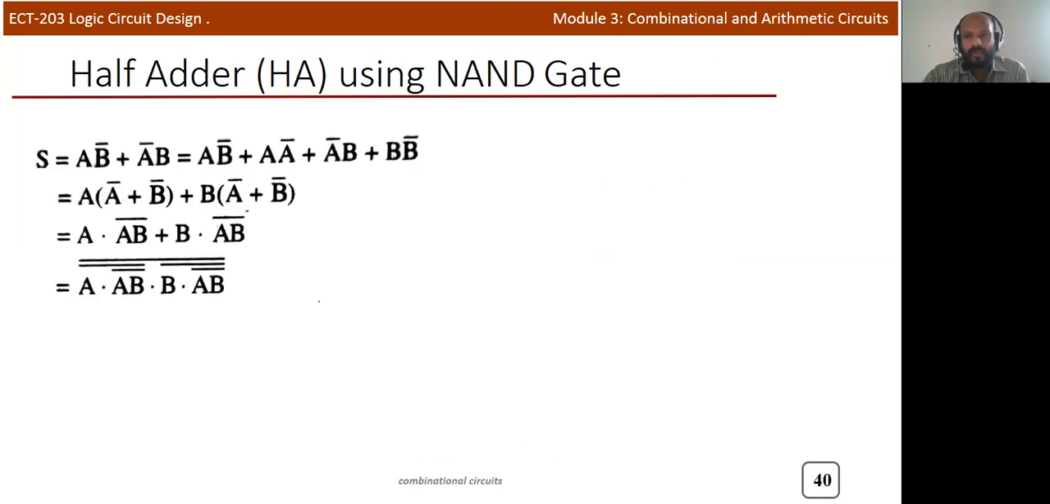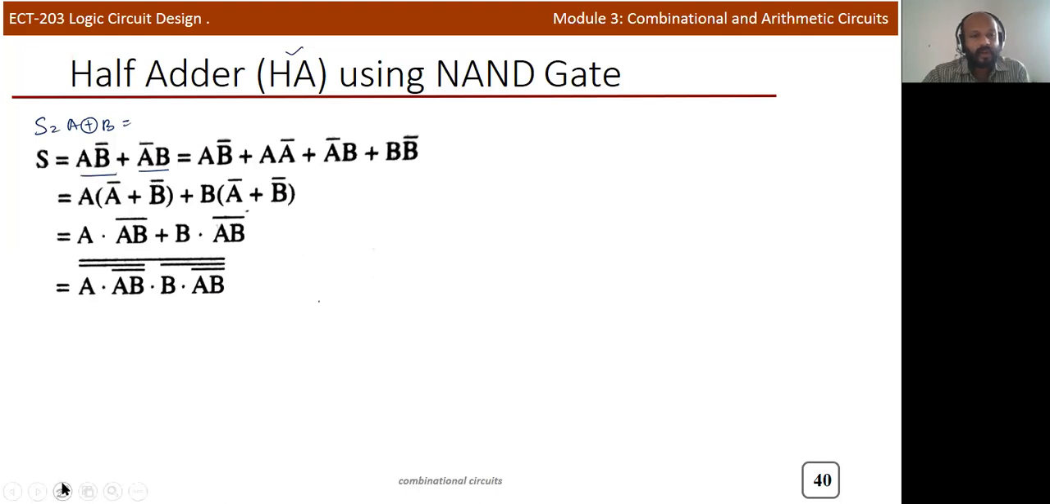Now we are going to implement another area, how we can use NAND gate and NOR gate to implement half adder and full adder, and similarly half subtractor and full subtractor. First we will discuss how we can implement a half adder by using a NAND gate. So you know that S is equal to A XOR B in the case of half adder, or you can write A B bar plus A bar B.